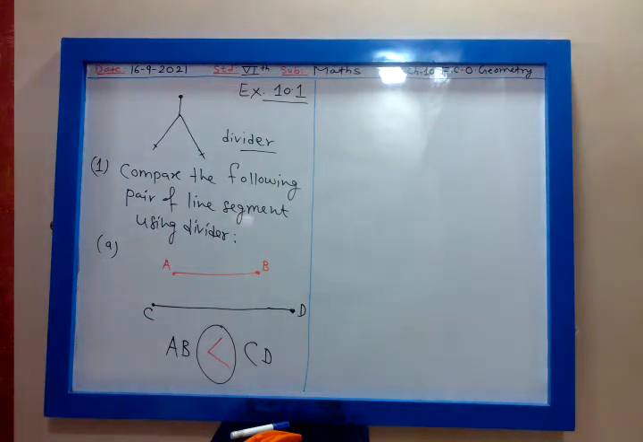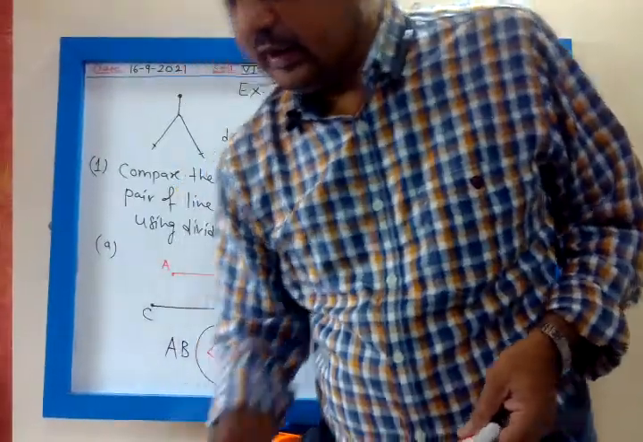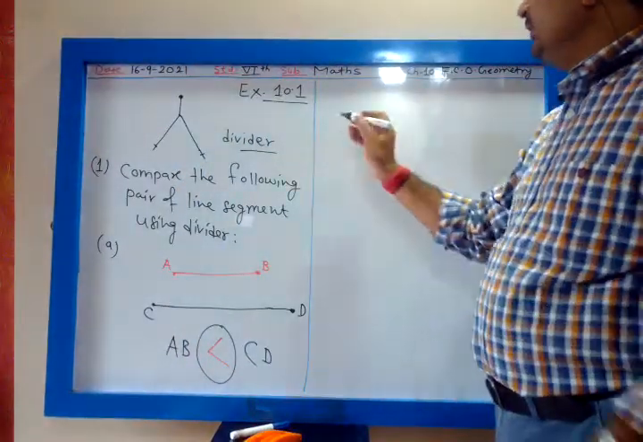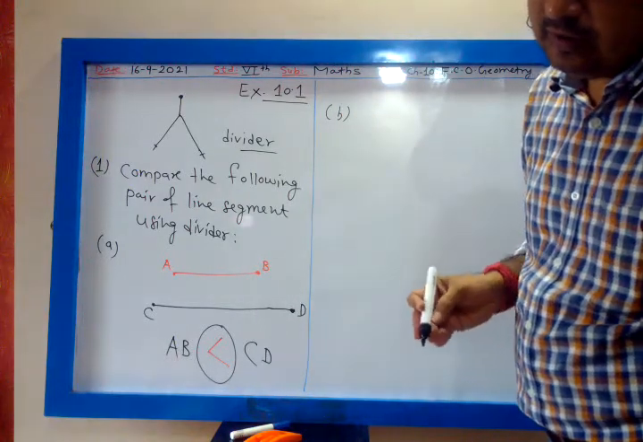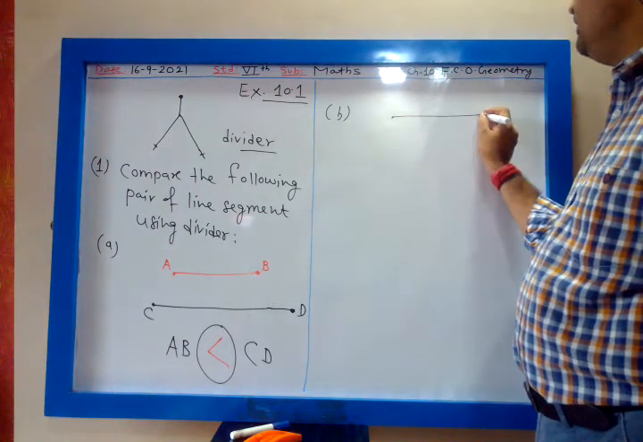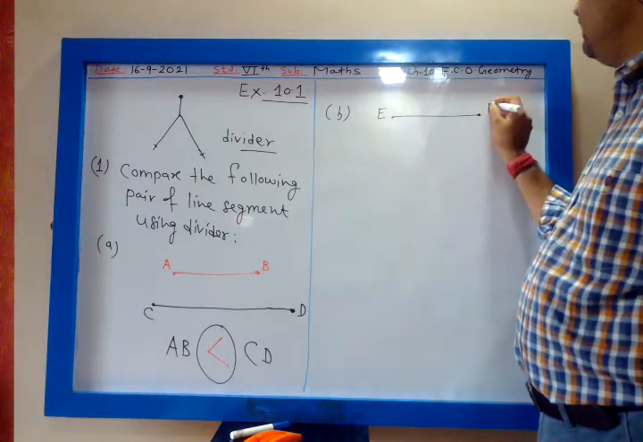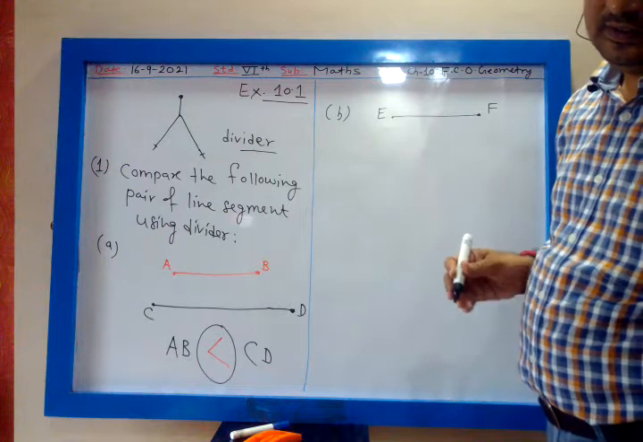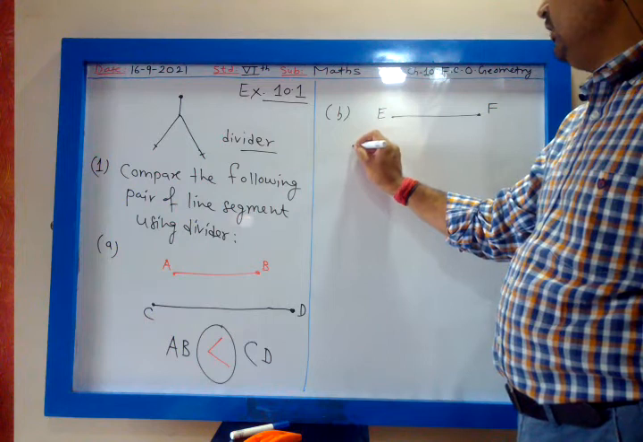But in the question it is using divider. Using divider means you have to use divider. So no problem. But geometry box B, you are given EF. Now you tell me whether this is the line segment or line. It is a line segment.